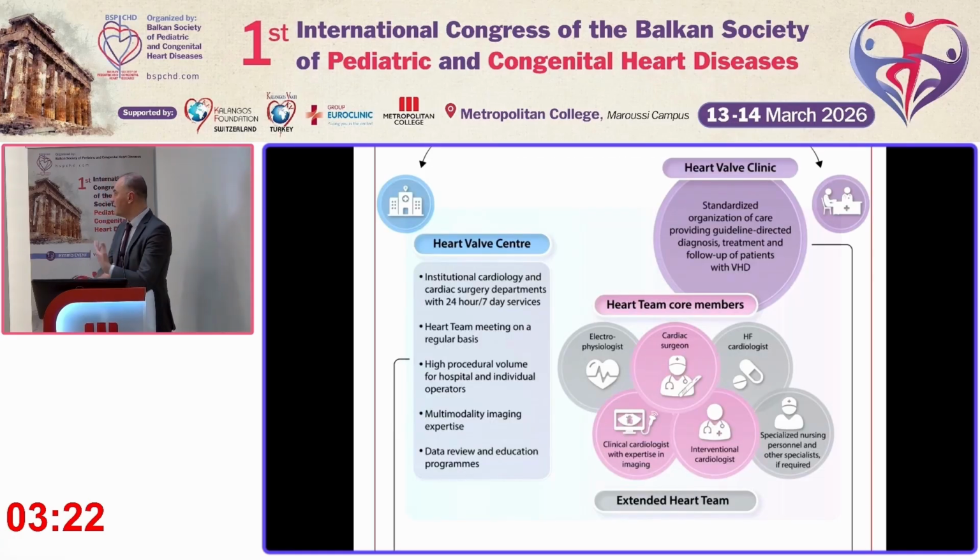But again, the final message is that the choice of the appropriate test should be a matter of teamwork. I should have the opportunity to discuss with my imaging consultant which test I should choose based on my clinical needs, my clinical question.